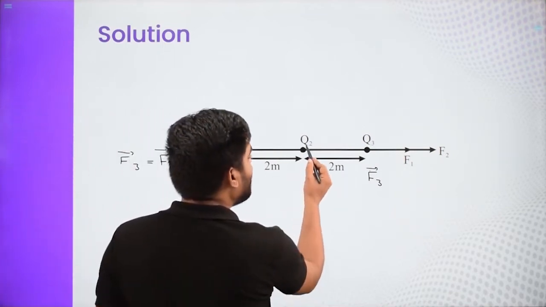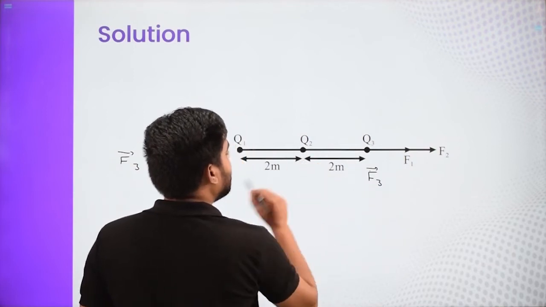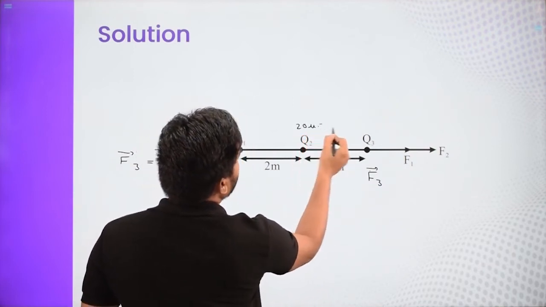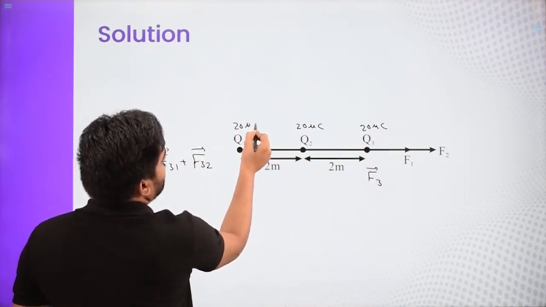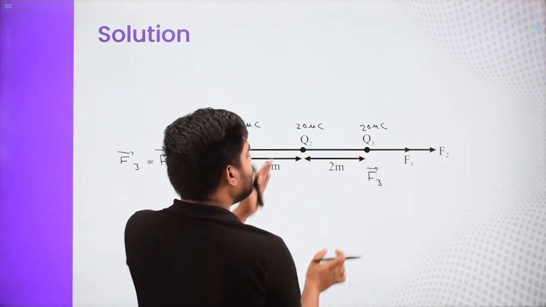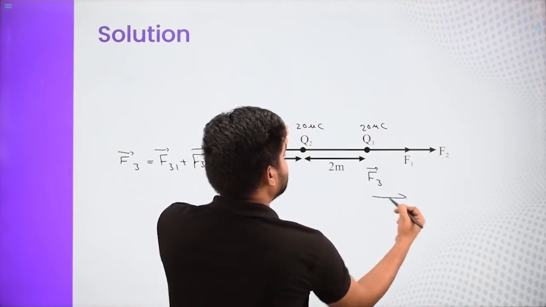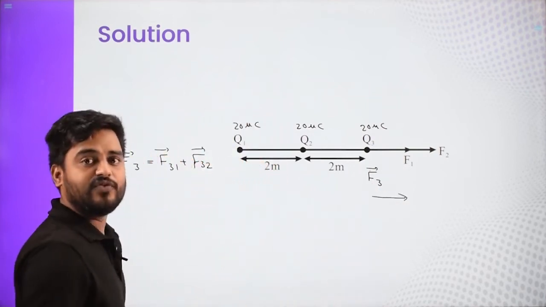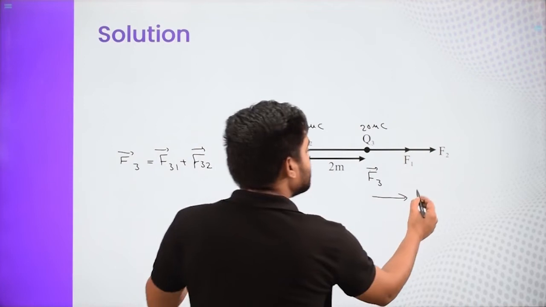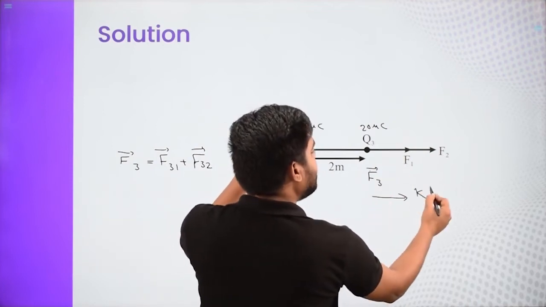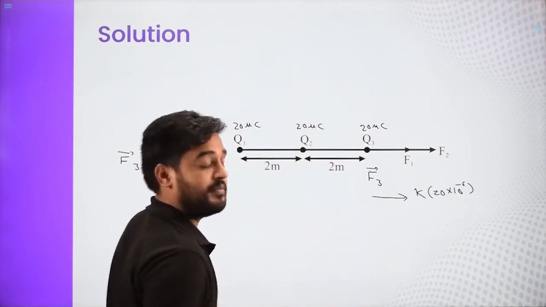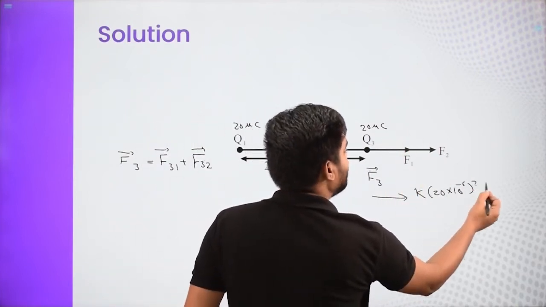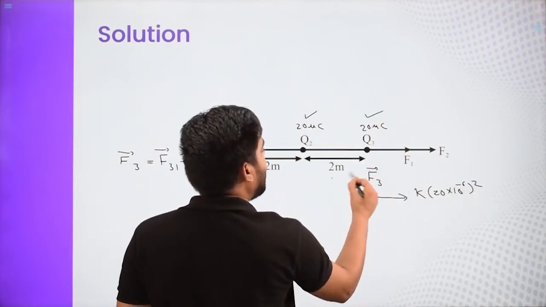Let us write the force due to charge 2. Each charge is 20 microcoulomb. First I am finding the force on Q3 due to Q2. So it will repel this. And what will be this repulsive force? K Q1 Q2 by R square. So K Q1, which is 20 into 10 raised to power minus 6 coulomb, and Q2 is also 20 microcoulomb. I am saying Q1 Q2 by R square.